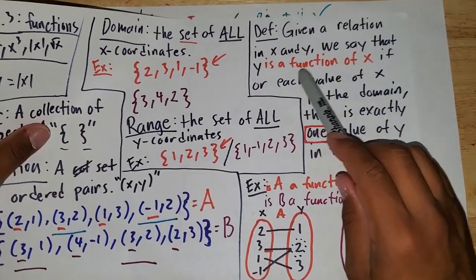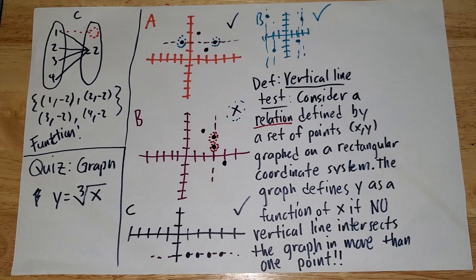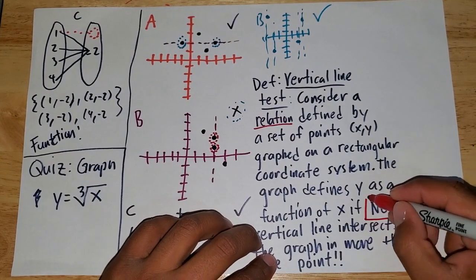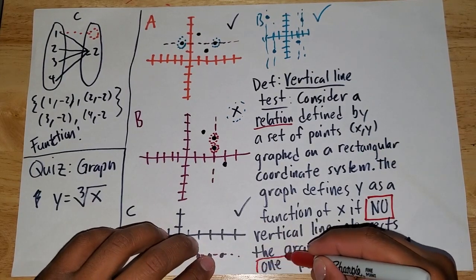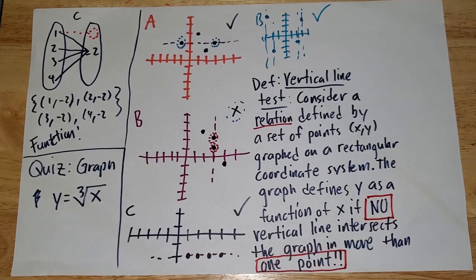We say that y is a function of x. Y as a function of x. Again, it's the same definition. This is just worded for the vertical line test. So the graph defines a function of x if no vertical line intersects the graph in more than one point.